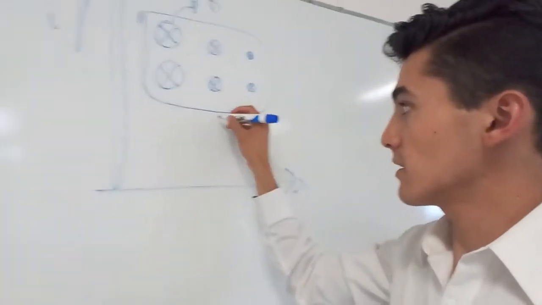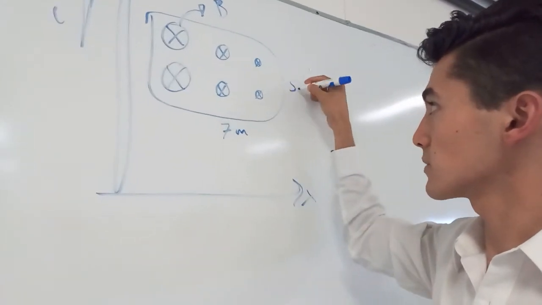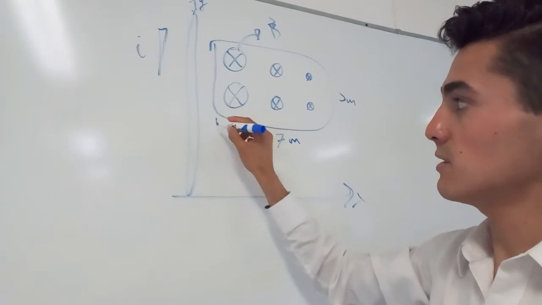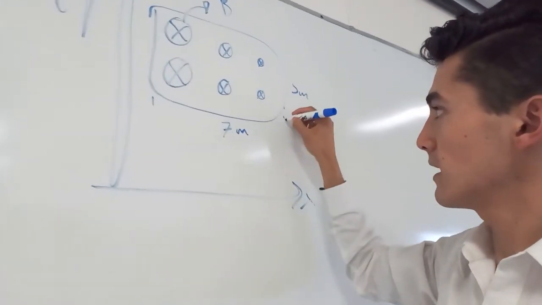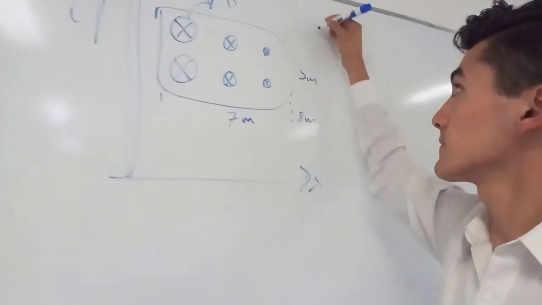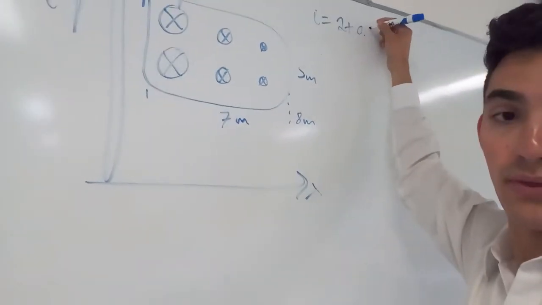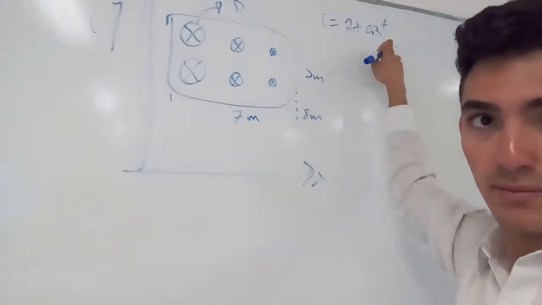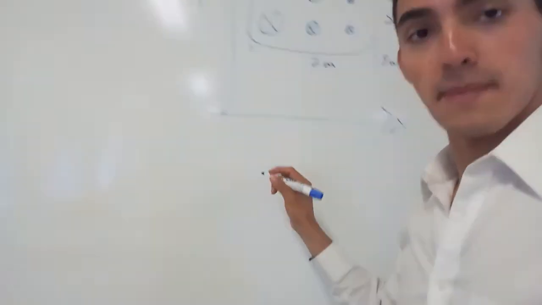And here we are said that we have 7 meters, and here we are said that we have 5 meters, and here we have 1 meter. So here we have 1 meter, and up to here we have 8 meters. Okay. And we have the current equal to 2 plus 0.3 times the time.